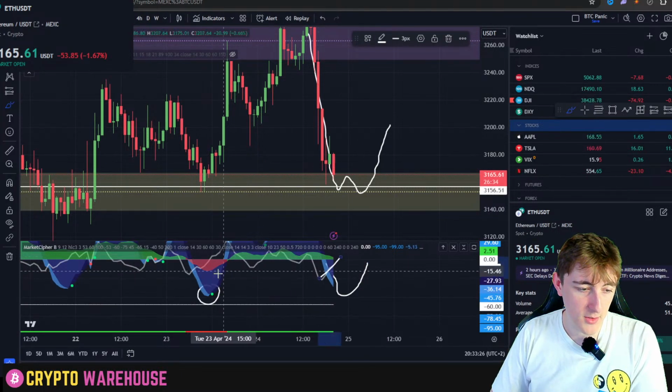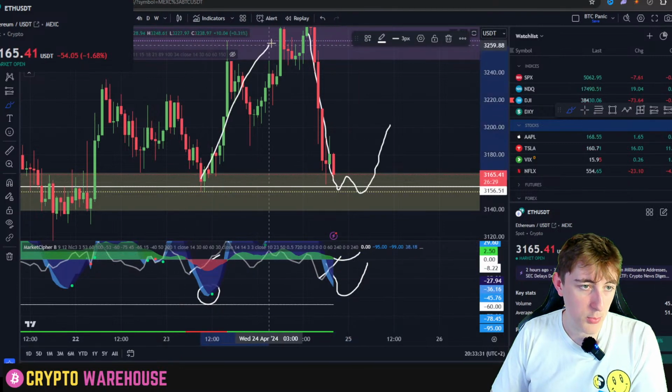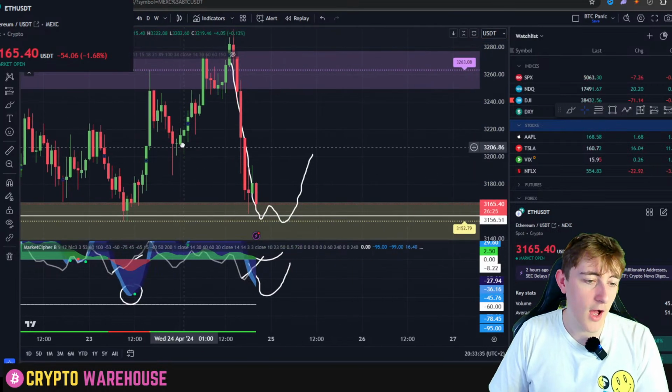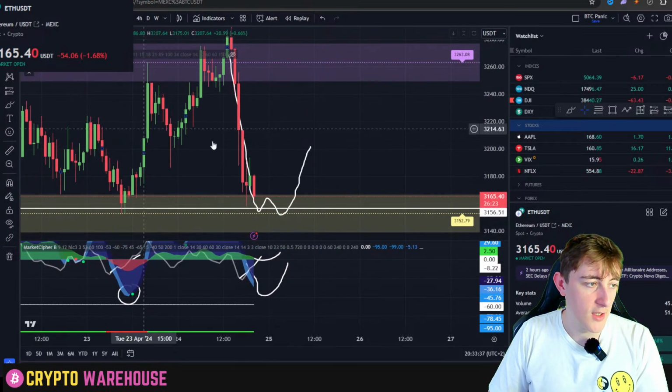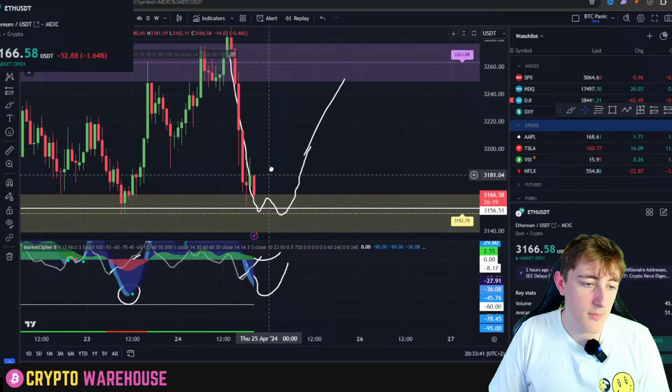VWAP can do the same thing. Look, boom, going up, boom, going up. Money flow will maybe start to come upwards, and then that will bring us up to the top point. So if we start to do that for Market Cipher, we might have that sort of situation where we start to come upwards towards 3249 for Ethereum.